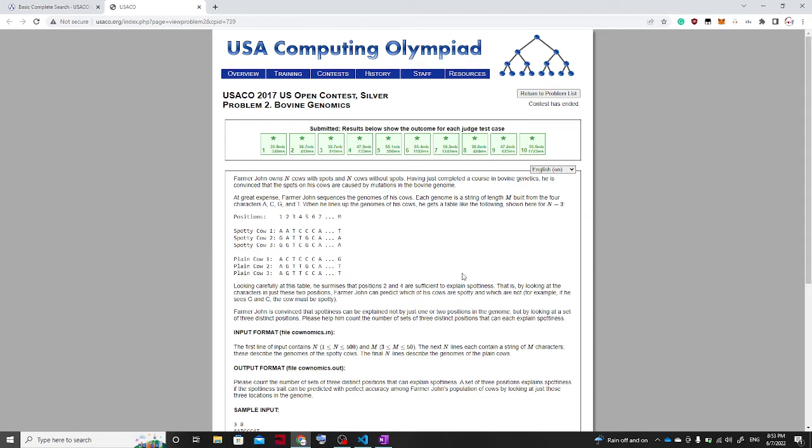The first line of input contains n, where 1 is less than or equal to n is less than or equal to 500, and m, where 3 is less than or equal to m is less than or equal to 500. The next n lines each contain a string of m characters. These describe the genomes of the spotty cows. The final n lines describe the genomes of the plain cows.